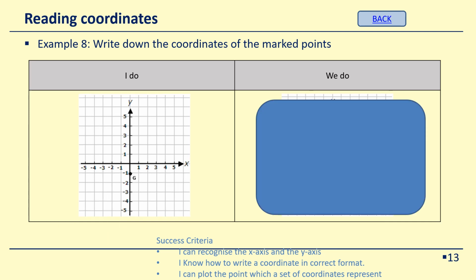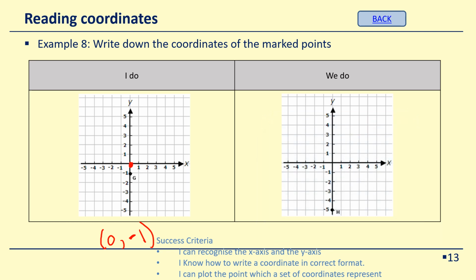Okay, this one here is on the y-axis, so remember we're starting from the origin, which is here. We don't go across left or right, so it's a 0, so the x is 0, but we do go down 1, so minus 1, so none across, 1 down. Okay, so you have a go at the we do. Pause the video and restart it whenever you're ready. So you should have got 0, minus 5.